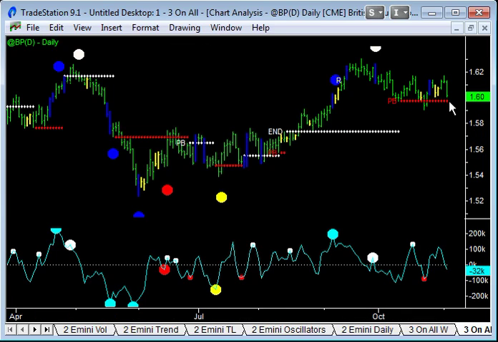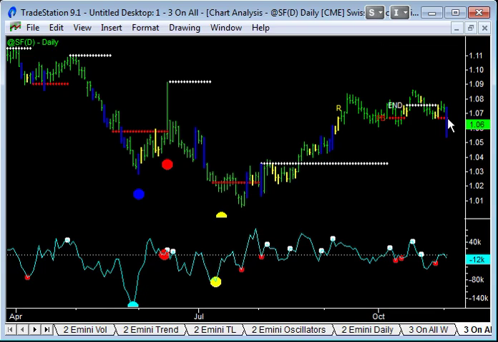British pound, there's the pullback level on the daily chart, not unlike the E-mini chart here, and we're having that push back to that support level. As soon as we break through there, bang, bombs away, we're into a downtrend on the pound.